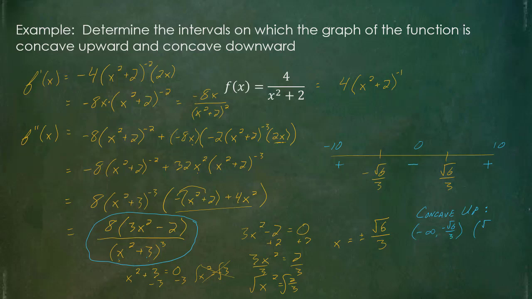And starting at positive radical 6 over 3, going to positive infinity. And then in the middle there would be concave down on that interval from negative radical 6 over 3 to positive radical 6 over 3. And there's our concavity for this kind of uglier function.